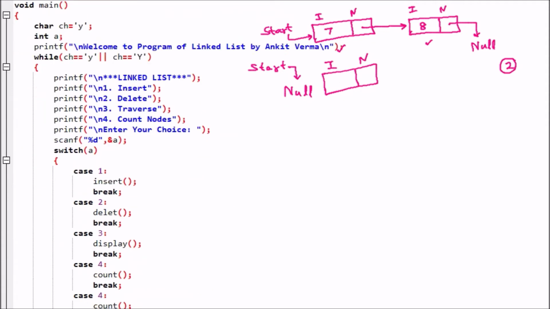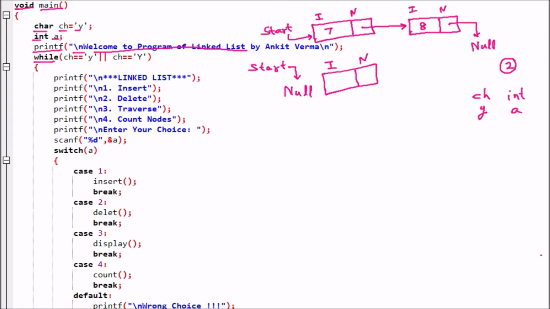So here we are coming to the main function. Here we have void. Void means no return type, and this is the main function. Char ch = y. So first of all we have created a character variable whose value is y. Int a. One more variable we have taken, of integer type, and the integer variable name is a. Now printf \n for the new line, welcome to program of linked list. So this is the message on the user screen: welcome to program of linked list.